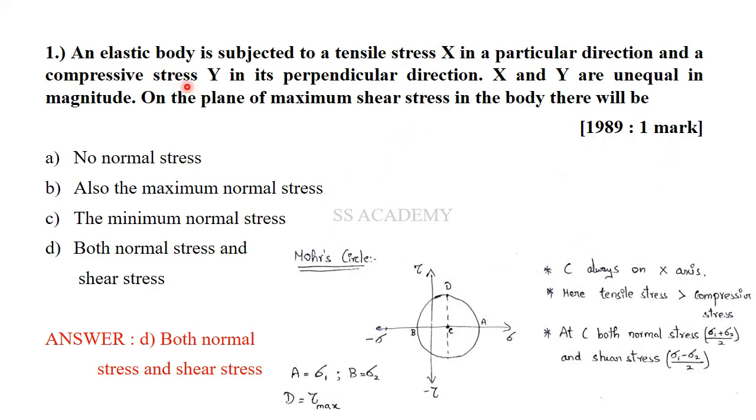Here X and Y are the only normal stresses and there is no shear stress. Then absolutely X and Y are principal stresses. These principal stresses can be easily visualized using a Mohr circle. Always in a Mohr circle, the center lies on the X-axis. It never comes on the Y-axis.